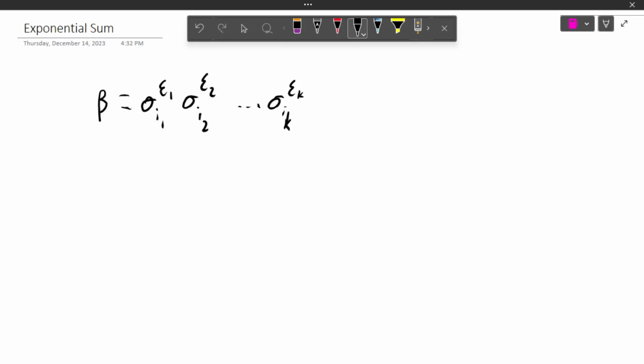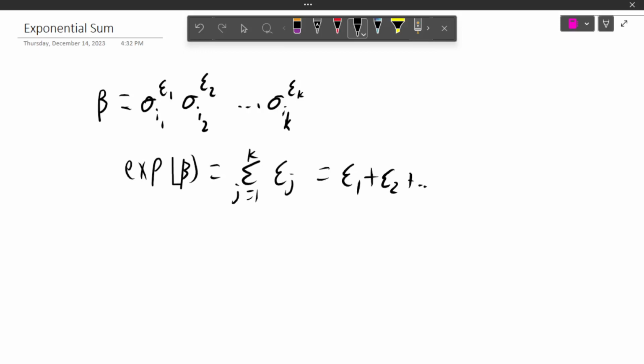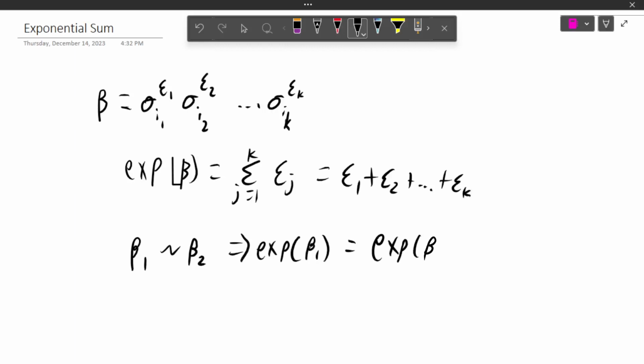But the exponential sum, exp of beta, how we're going to denote this, is equal to the sum from j equals 1 to k of epsilon sub j. In other words, you're taking epsilon 1 plus epsilon 2 all the way up to epsilon k, hence exponential sum. This is also invariant, so what this means is if beta 1 and beta 2 are in fact the same braid, then it must be the case that the exponential sum of beta 1 is equal to the exponential sum of beta 2.